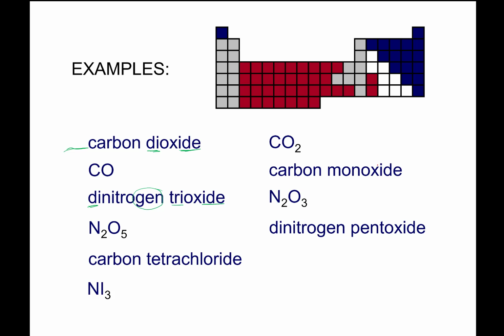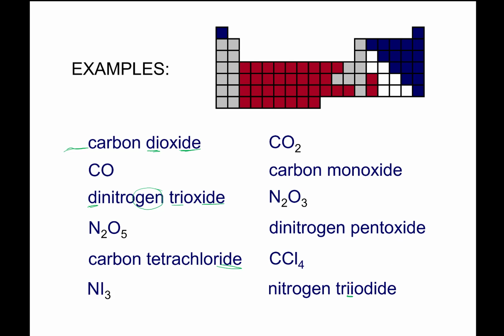Next one, carbon, there's no prefix, so it's just 1 of them. Tetra is 4. Chloride is chlorine. So CCl4. And the last one is nitrogen triiodide. Here we do keep 2 I's next to each other.